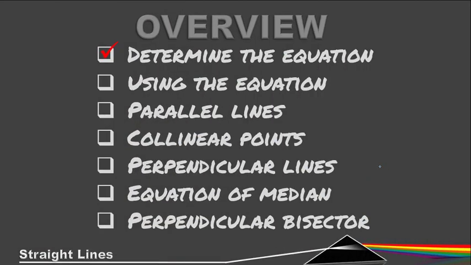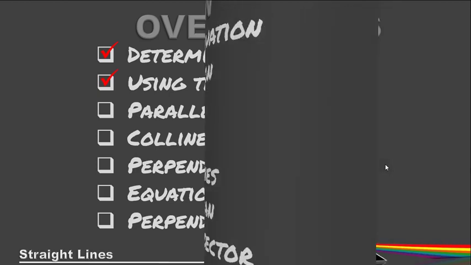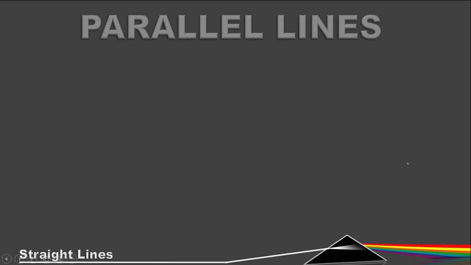Okay, so that was using the equation, quite simple. And then we move on to parallel lines. Now, parallel lines are two lines that run straight right next to each other. So they will go on for infinity and never touch each other. That's like thinking about a railway of a train. They go parallel and they never touch each other.